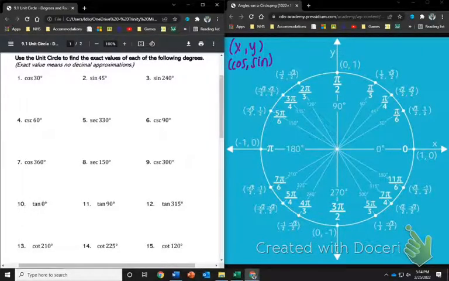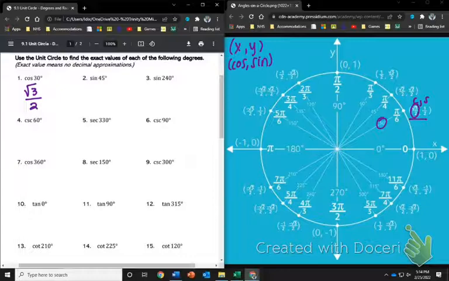So let's go ahead and do that first one. We have cosine of 30. So let's find 30 degrees. 30 degrees is right here. And now I'm looking at my ordered pair. The cosine is my x value. So I'm going to just put cosine and sine, just to help me remember. So that value of the cosine is going to be my answer. So I'm just going to write the square root of 3 over 2. And that's my answer. So notice up here it says find the exact values, no decimal approximation. So please do not plug this into the calculator. If you do that, you won't get any credit, and you'll get a very bad grade. So don't do that.